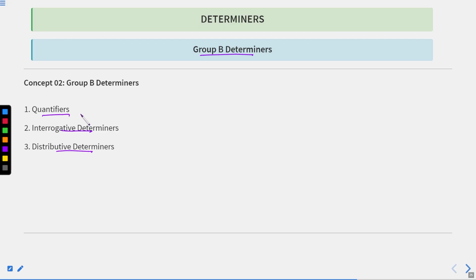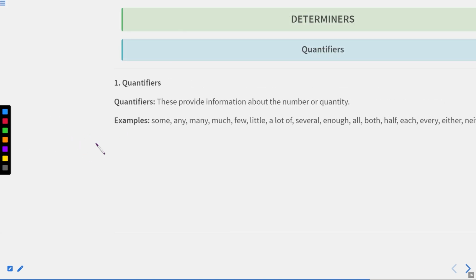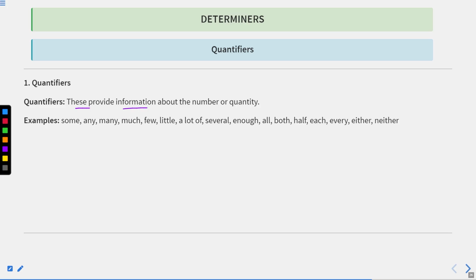Here we have quantifiers, also number determiners, interrogative determiners, and distributive determiners. Quantifiers provide information about the number or quantity: any, much, some, many, few, little, a lot of, several, enough, all, both, half, each, every, either, neither. So all these are quantifiers, which show the quantity of a noun or the number of a noun.